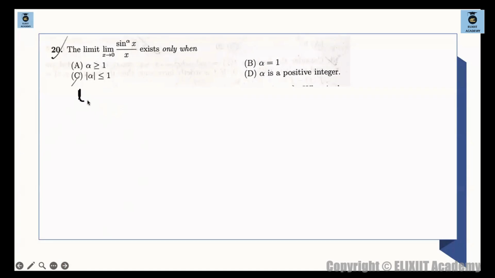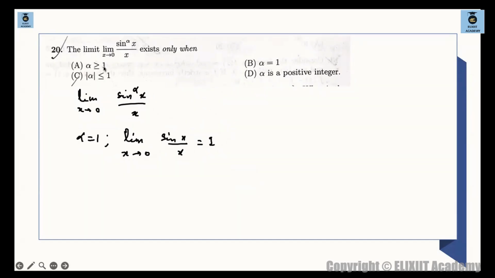So limit x tending to 0, sin of alpha x divided by x. This exists for which of these following conditions we have to check over here. So we can verify. Let's say if alpha is 1, so definitely this is true, which is the standard limit. But is this the only value? If alpha is 1, this will become sin x upon x, which definitely exists. But is this the only value? This is what you need to verify. Because option A and option C also have inequalities. So A or C could have been a much more general answer.